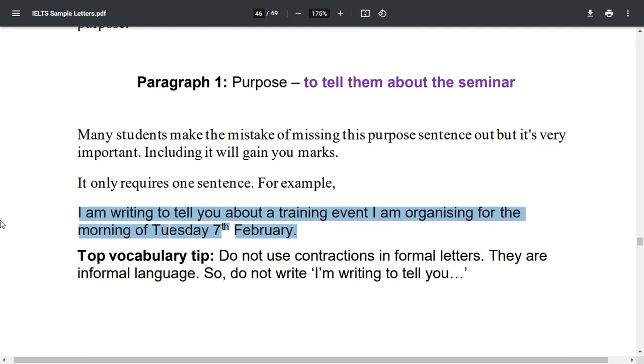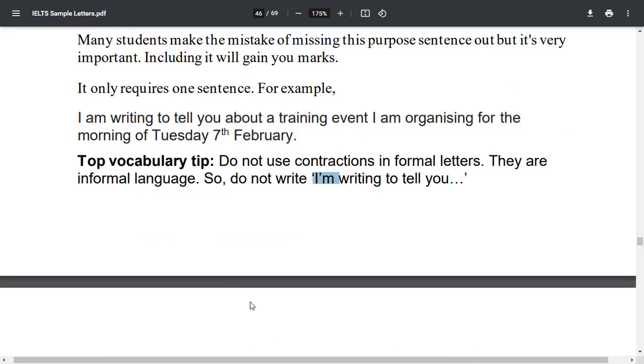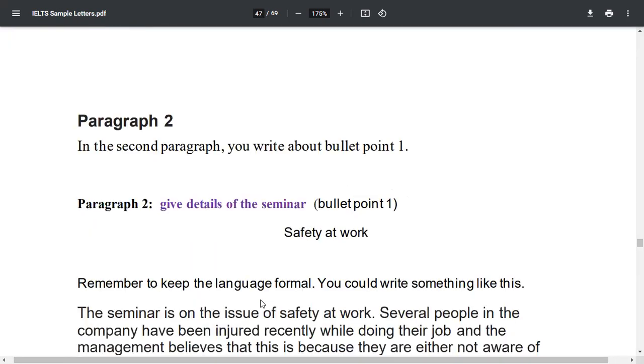purpose sentence. And do not use contractions in formal letters. They are informal language. So do not write, I'm writing to tell you. You have to say I am, okay? It's a formal letter. So don't forget this tip. Don't use contractions in your formal letter. You can't say he's. No, you have to say he is. You can't say she's, she is. Okay, so you have to be careful and try to remember this very important advice.